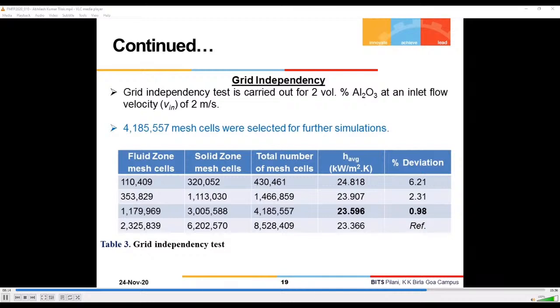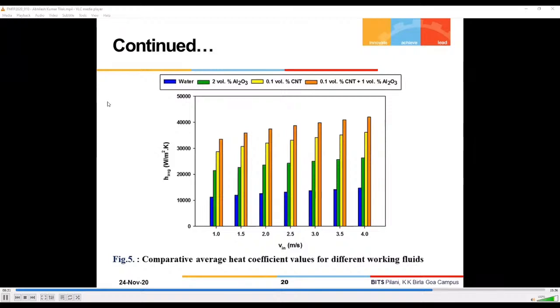Now coming to the results, here we have compared the performance of water, the base fluid, the mono nanofluid, and the hybrid nanofluid. So from the figure you can see that with increasing velocity, the hybrid nanofluid is showing better performance compared to the alumina nanofluid, the CNT nanofluid as well as the base fluid. Although the CNT is showing better performance than alumina and the base fluid.